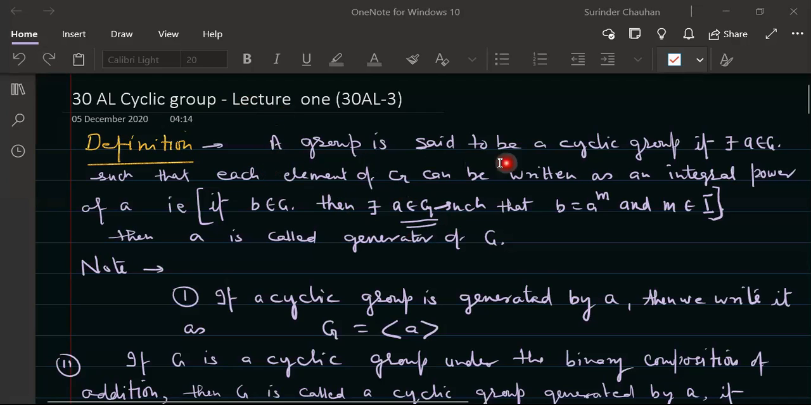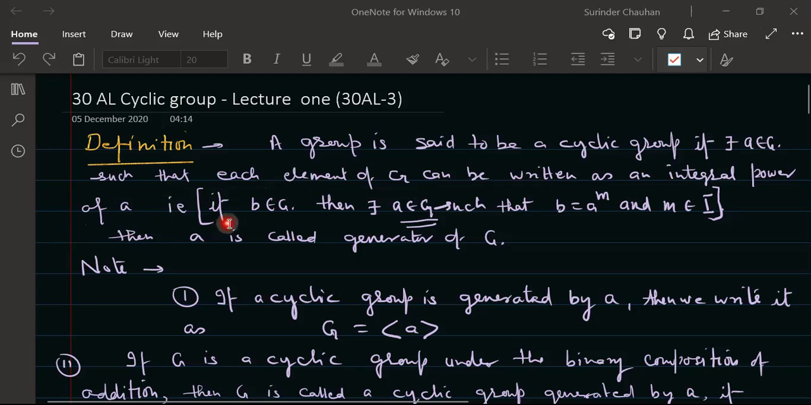A group is said to be a cyclic group if there exists an element a belonging to G such that each element of G can be written as an integral power of a. A group is said to be a cyclic group if there is an element belonging to the group such that each element of that group can be written as an integral power of that element.